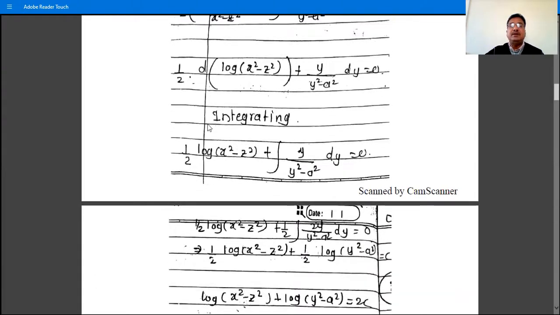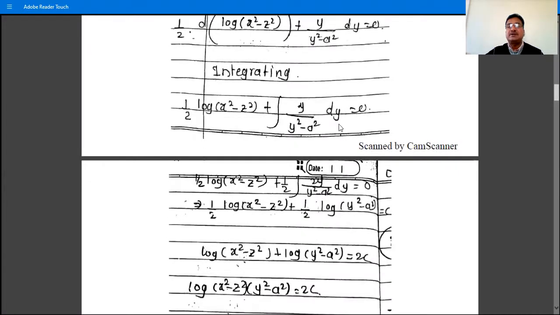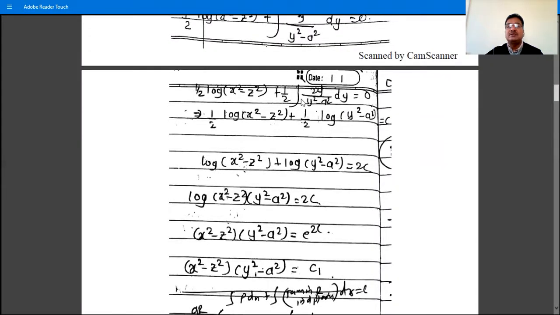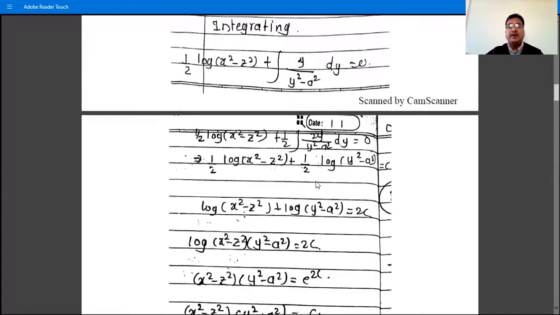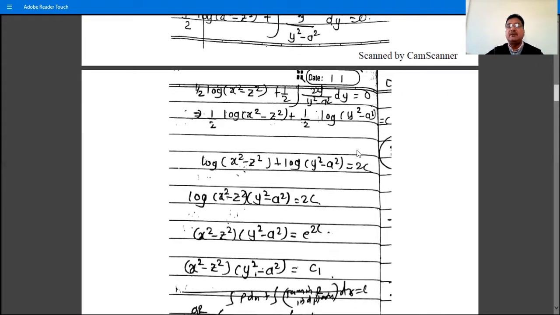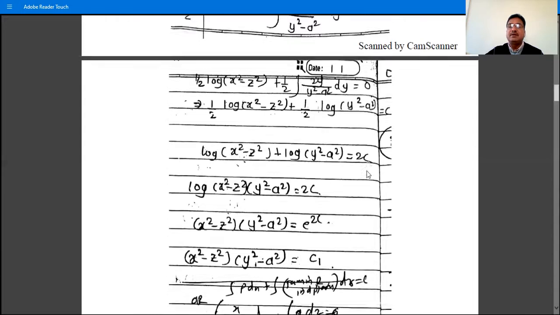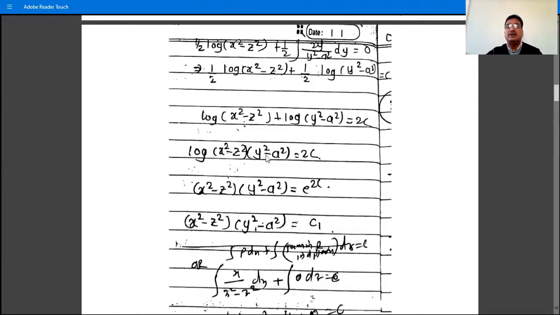So 1/2 integration, and the integral of this derivative is log of x square minus z square, plus the integration of y by y square minus a square dy, is equal to 0. Again, if we find the derivative of y square minus a square, then it is 2y. So y is already there, so multiply by 2 and divide by 2, and then the integration of 2y divided by y square minus a square is log of y square minus a square, is equal to a constant. Therefore we have the solution, multiplying by 2: log of x square minus z square plus log of y square minus a square is equal to 2c. Suppose we denote 2c by c1.